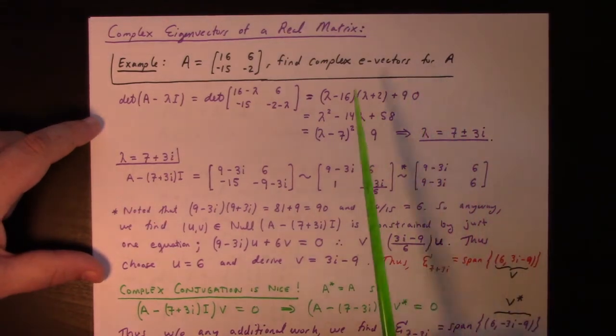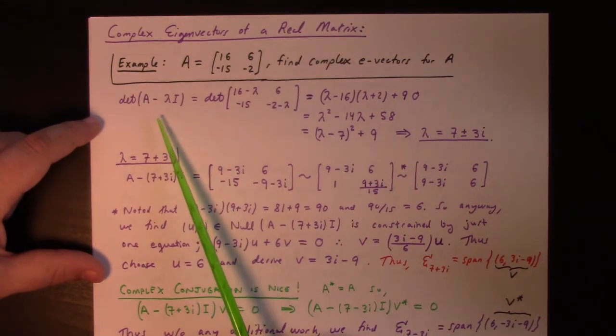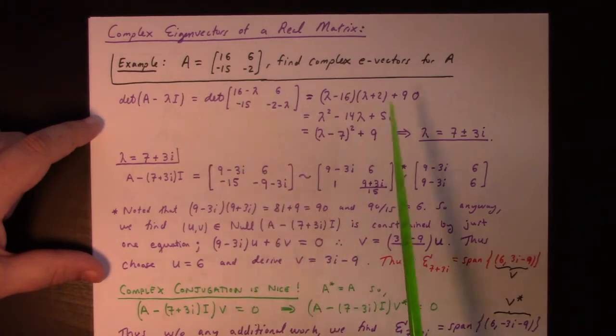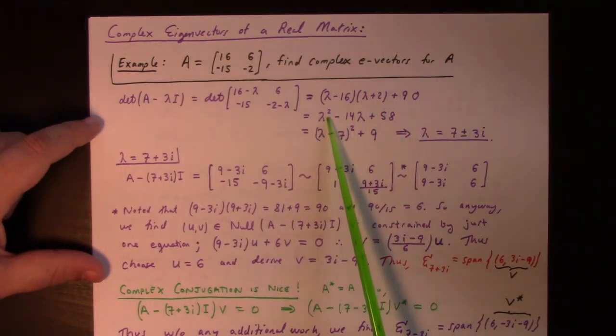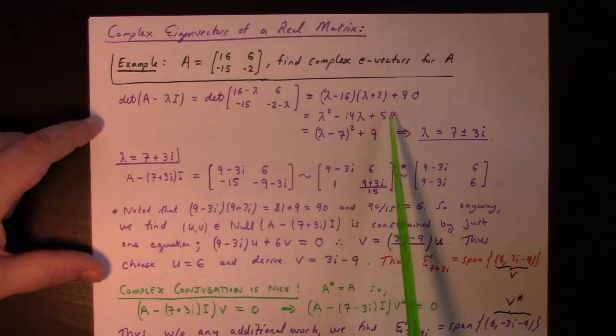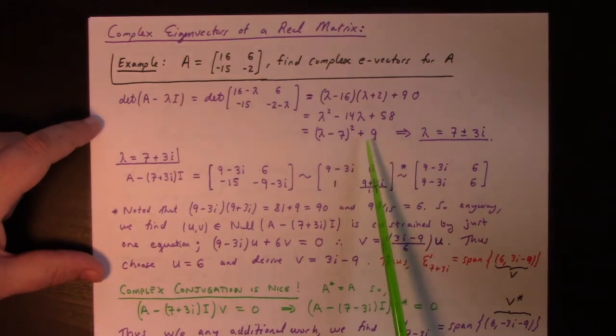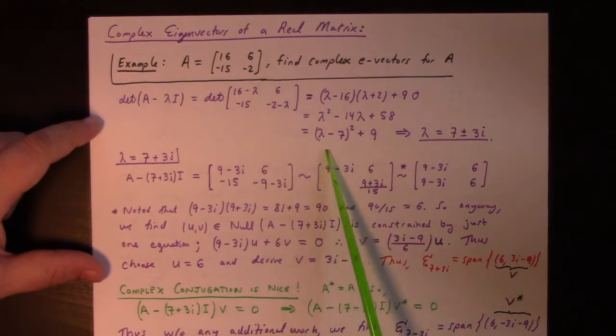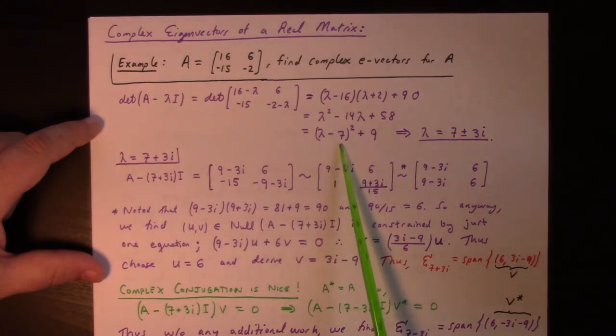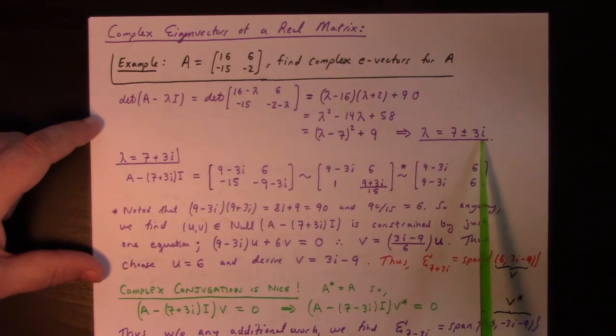All right, so I look at the characteristic equation, I get this times that plus 90, I rearrange it, I get lambda squared minus 14 lambda plus 58. Completing the square is huge here, guys. So lambda minus 7 squared plus 9 completes the square. And once I see this, I can read directly from this that the eigenvalues are 7 plus or minus 3i. So the complex eigenvalues, right?